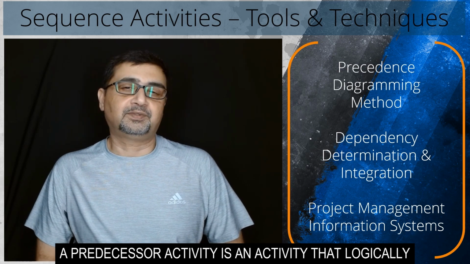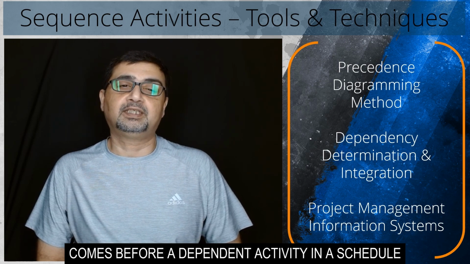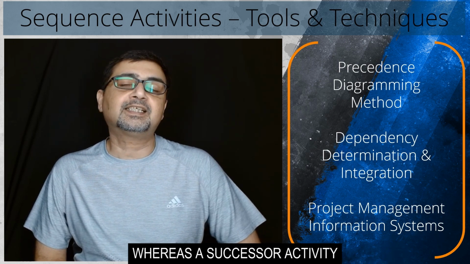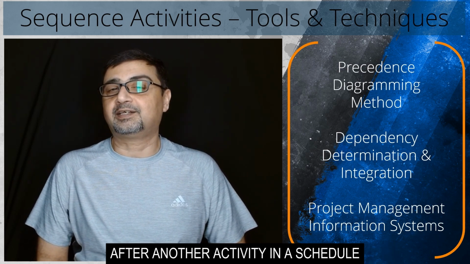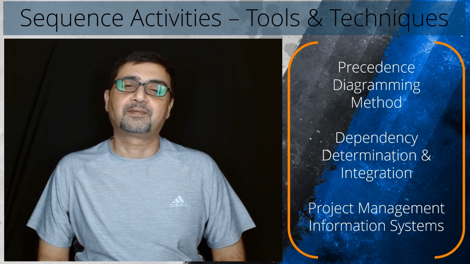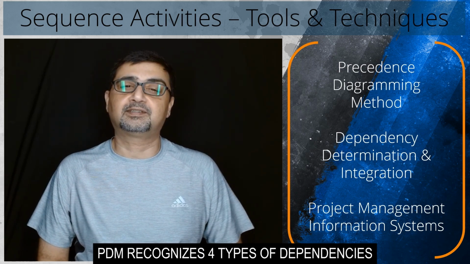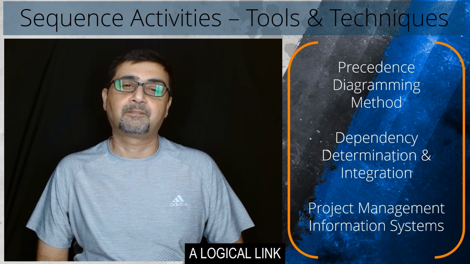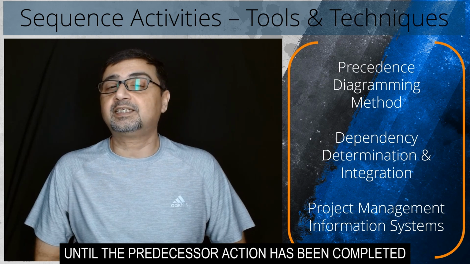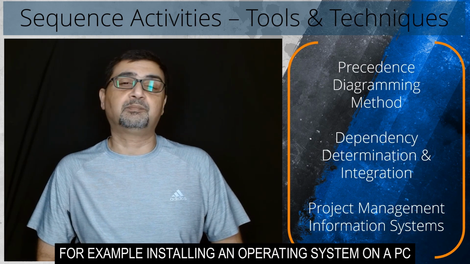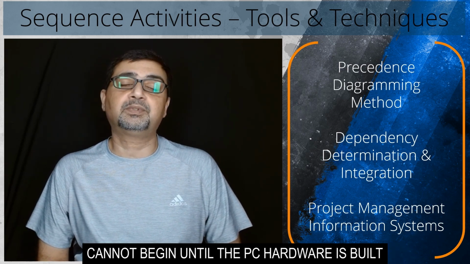A predecessor activity is an activity that logically comes before a dependent activity in a schedule, whereas a successor activity is a dependent activity that logically follows after another activity in a schedule. Let's discuss the types of dependencies. PDM recognizes four types of dependencies: finish to start relationship, a logical link in which a successor activity cannot begin until the predecessor action has been completed. For example, installing an operating system on a PC cannot begin until the PC hardware is built.